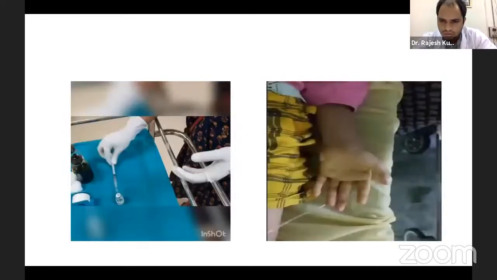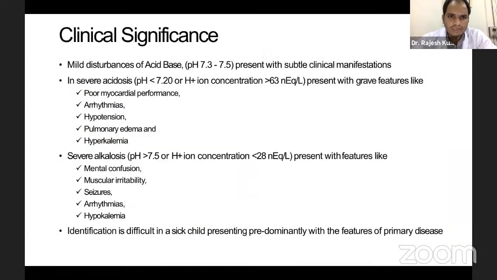So these are two videos that I think we should play at the end of the slides, the end of the lecture. Now coming to the clinical significance, what is the clinical significance of doing an ABG? If there are mild disturbances, pH between around 7.3 to 7.5, it is just a mild disturbance, and you will find mild symptoms or subtle clinical manifestations.